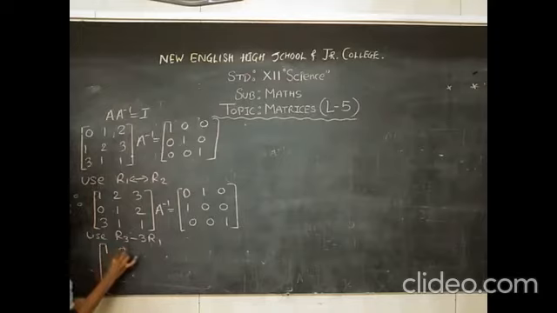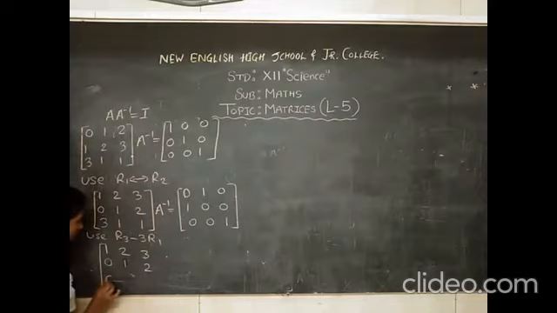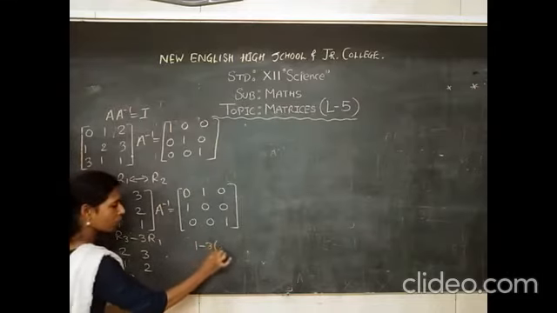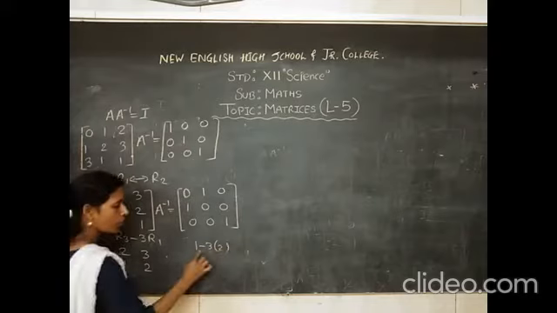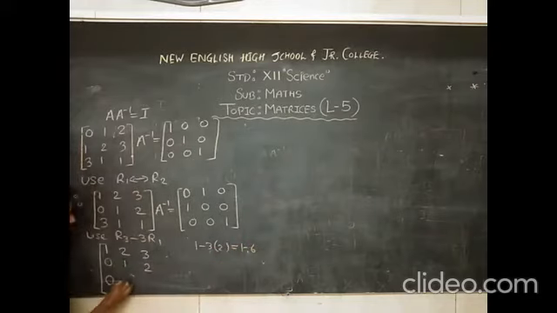1, 2, 3 as it is. 0, 1, 2 as it is. Now, 3 minus 3 times 1. If you want, you can do rough calculation. 3 minus 3 times 1 will become 0. 1 minus 3 times 2, that is 1 minus 6, and that is nothing but minus 5.